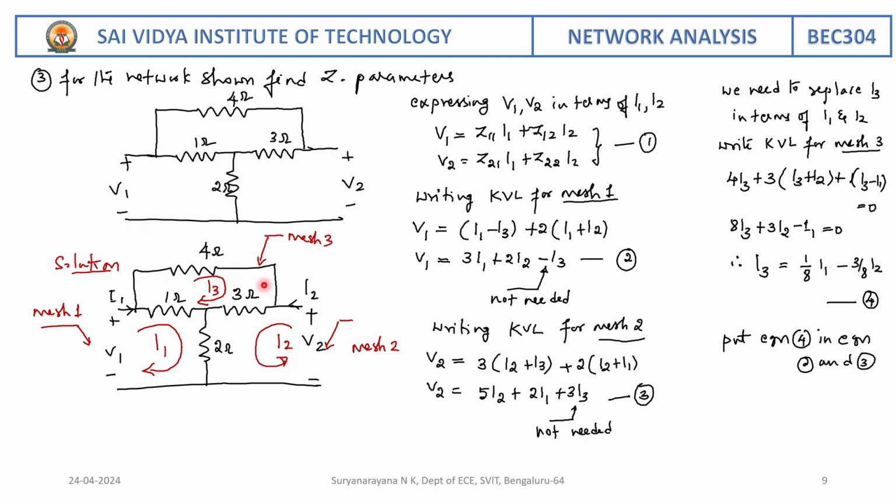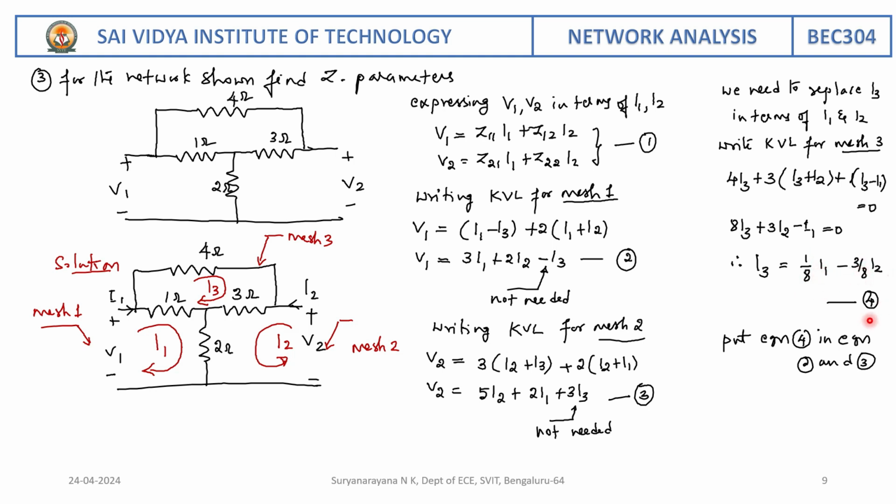Now let us write expression for mesh 3. Before that, we have to now replace I3 in terms of I1 and I2. So write mesh 3 equation, 4I3 plus 3 into I3 and I2 are in same direction, plus again here 1 into I3 and I1 are in opposite direction. So I3 minus I1 is equal to 0. Simplify and obtain the expression for I3 here, which can be given by 1 by 8 I1 minus 3 by 8 I2.